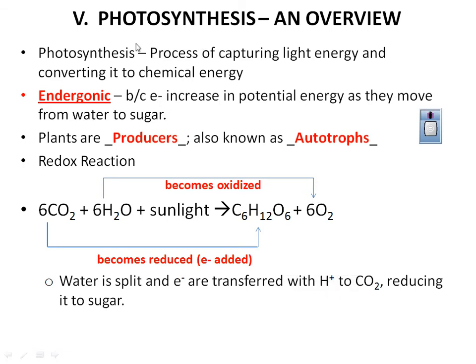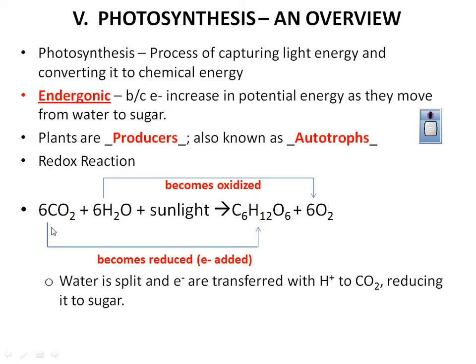Photosynthesis overview slide. First of all, it's a remarkable ability of an organism to harness light energy and use it to drive the synthesis of organic compounds. This occurs in plants, of course, but photosynthesis can also occur in other autotrophic organisms, such as some bacteria, some protists, and definitely algae. Plants we call producers or autotrophs, also known as photoautotrophs. And the process of photosynthesis is an endergonic reaction.